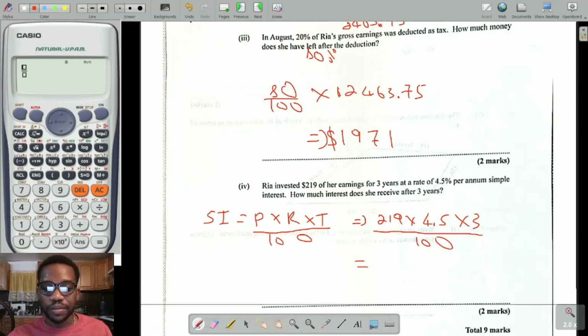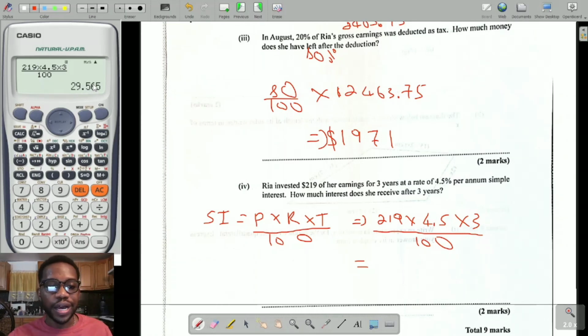So I go for the fraction bar. I'm going to have 219 multiplied by 4.5%, and that's a percent per annum, times 3, which means per year, all over 100. Equal sign. That's $29.57. Notice the rounding off here.